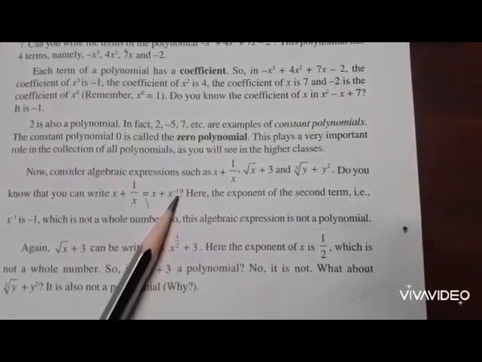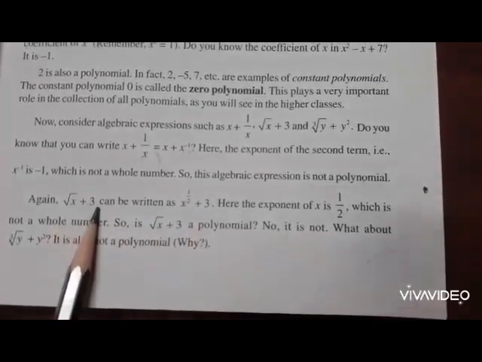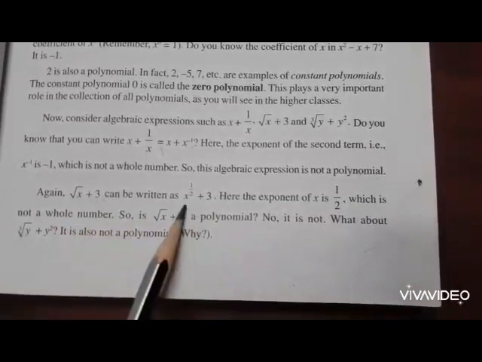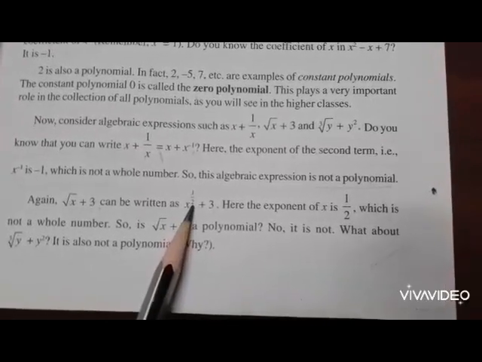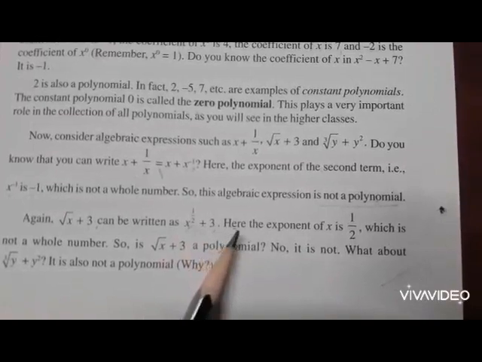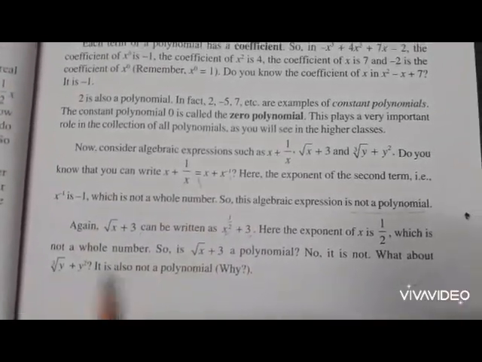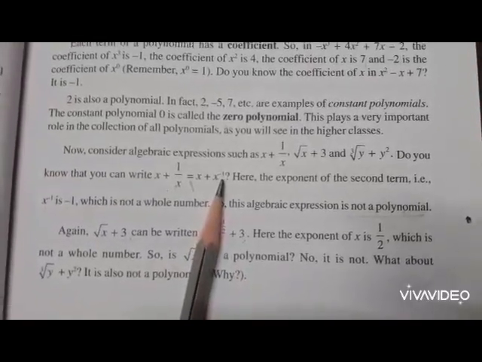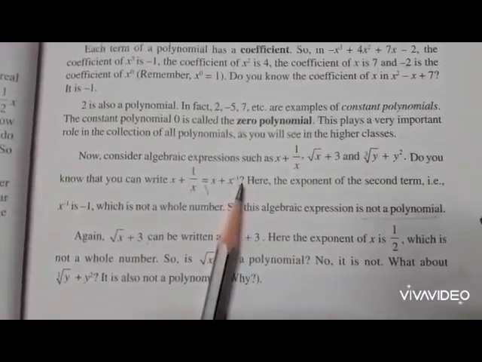When the power of x is -1, or in the other example, root x plus 3, we can write this as x to the power 1 by 2 plus 3, and then the power of x is 1 by 2. So in that case also this is not a polynomial. So when the power of a variable is either a fraction or a negative number, then that algebraic expression will not be considered a polynomial.